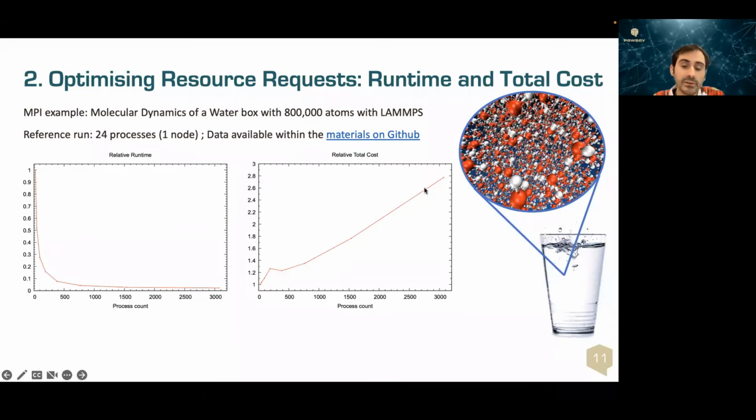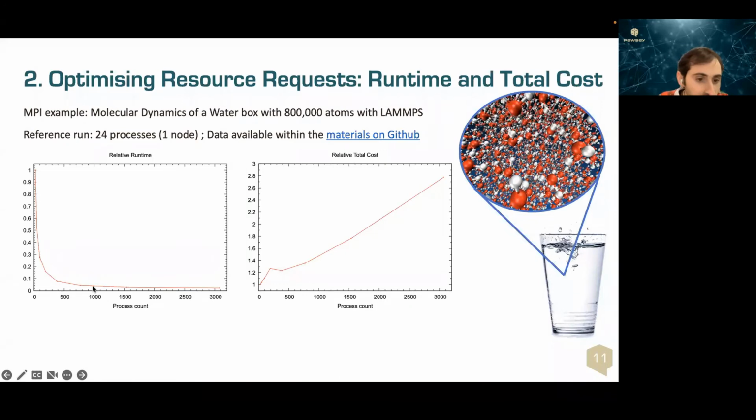But if you have a look at the total cost, this is what gets charged on your compute allocation. In this specific case, when you go up to about 1,000 processes or so, what you're paying compared to using just one node or 24 processes is just 1.5 times that amount. You can see this on the y-axis. So 1,000 cores is about a 1.5 factor in total cost. And for that cost, just for 50% more, you get quite a huge speed up.